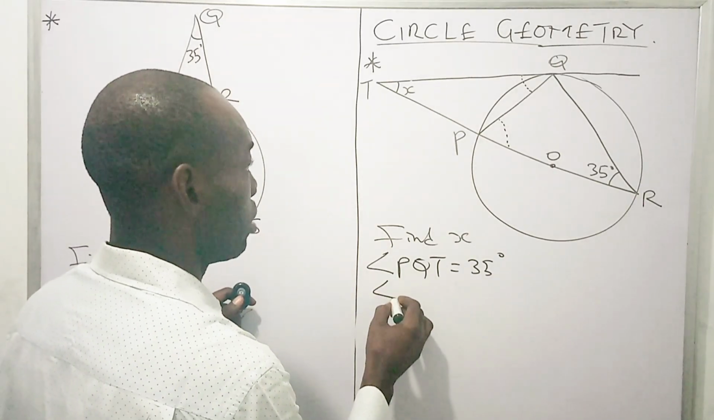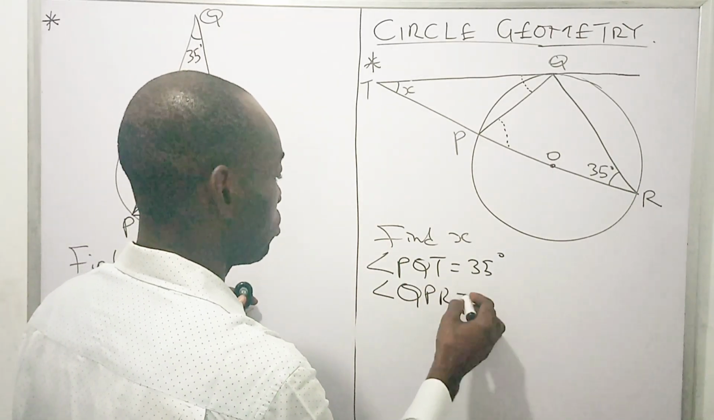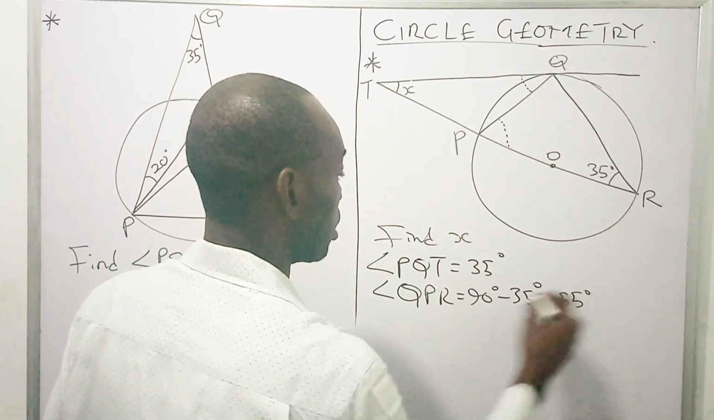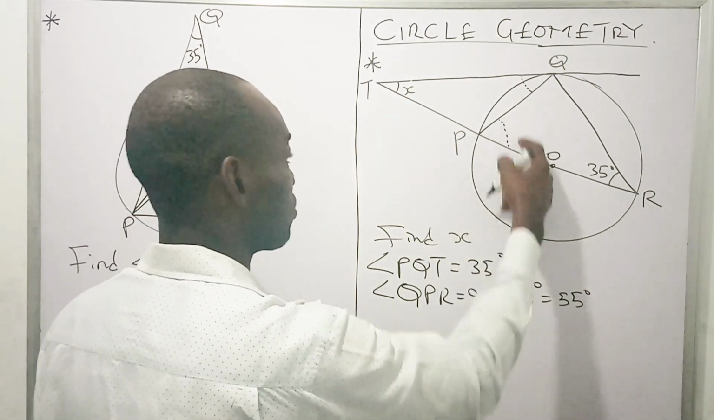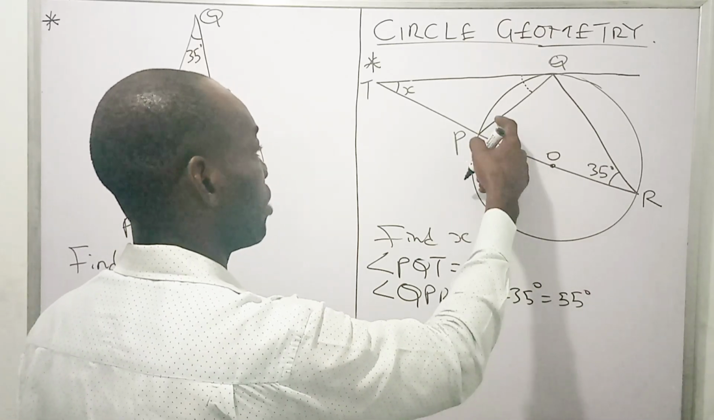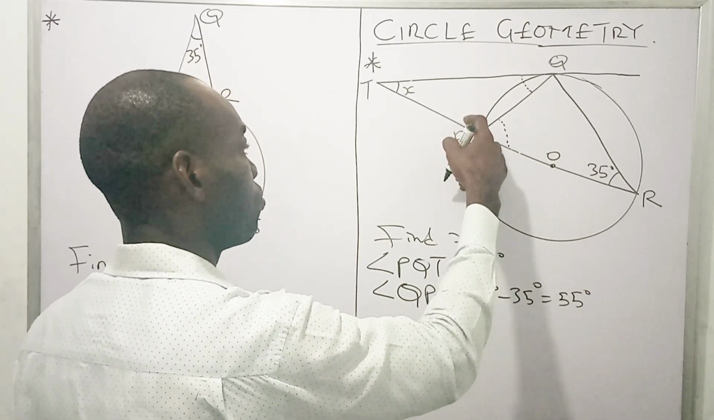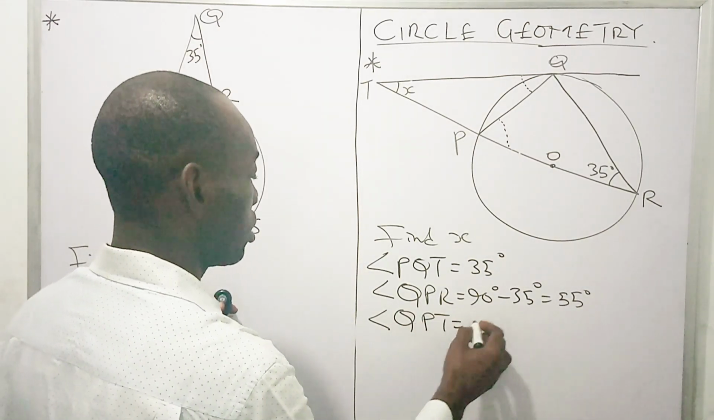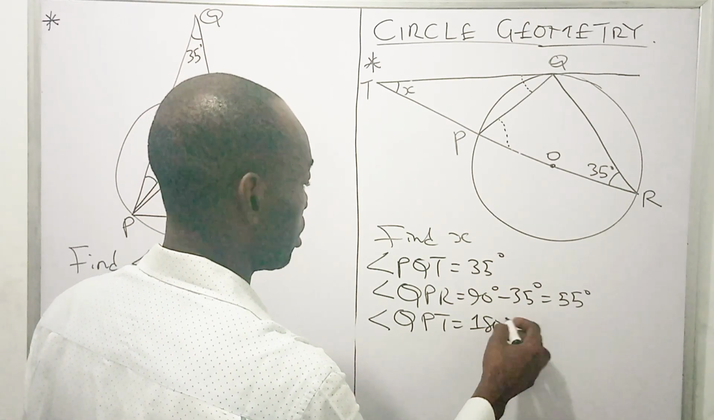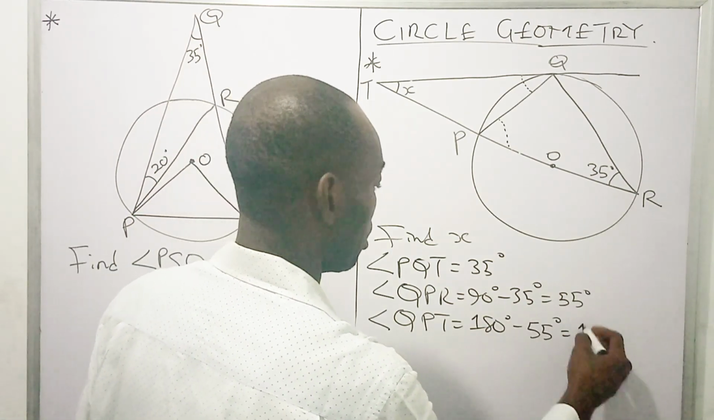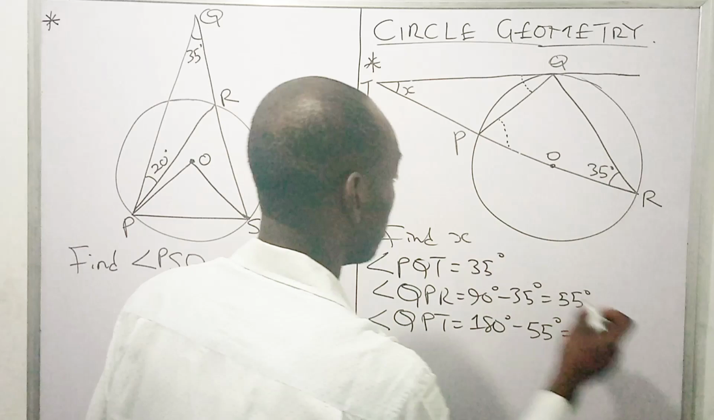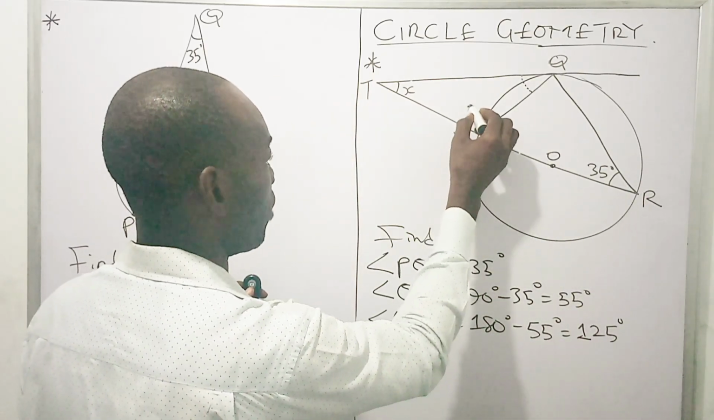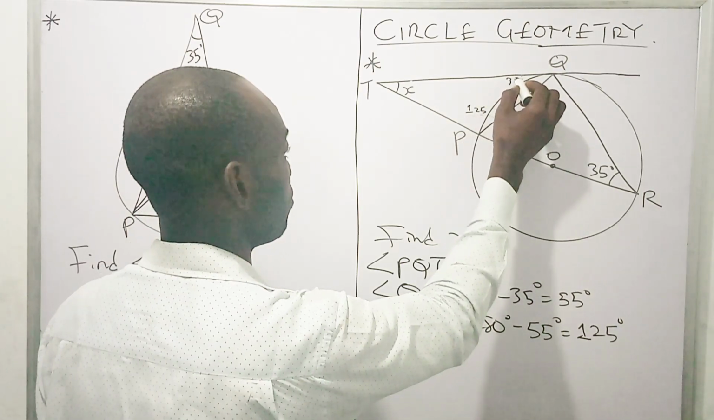So angle QPR will equal 90 minus 35 degrees. That will give us 55. So here's 55. Now if here's 55, then what is the size of angle QPT? Angle QPT will be 180 minus 55, and that will give us 125. So this angle here is 125. This one here is 35.